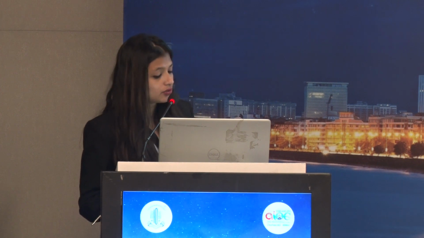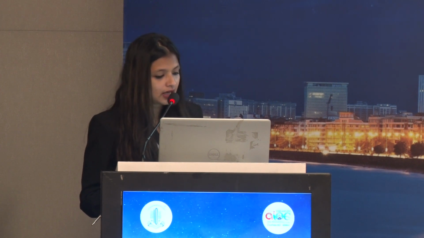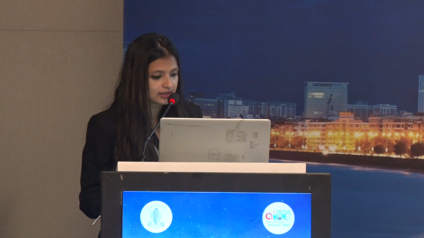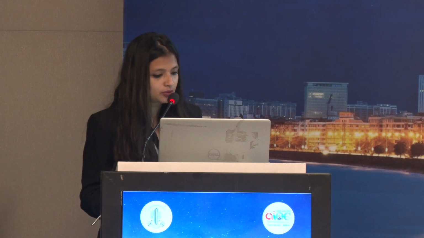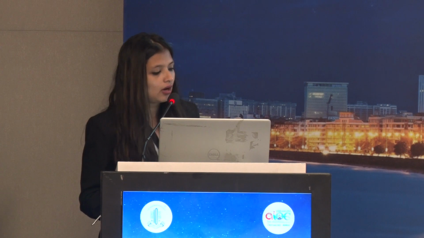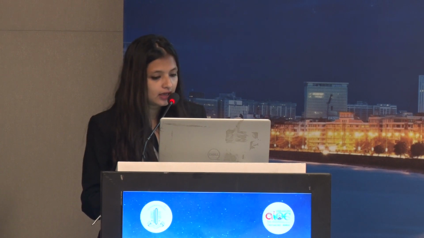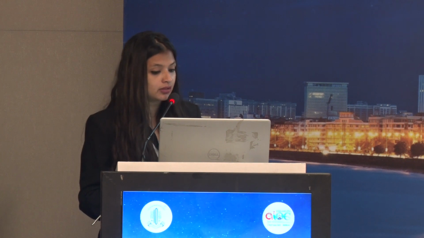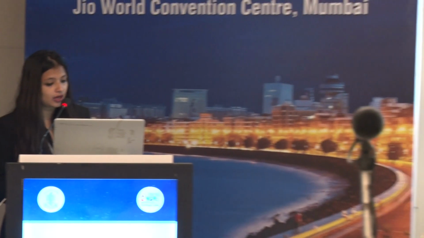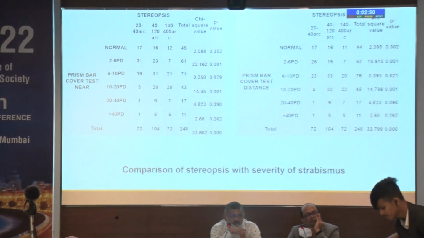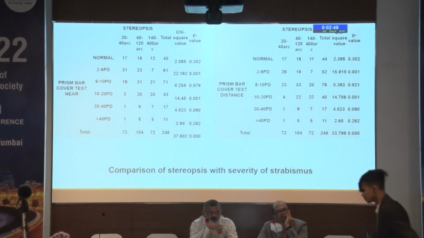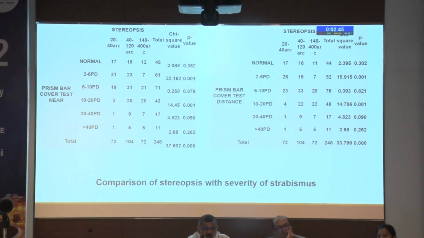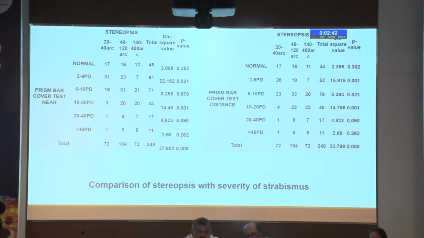On cover-uncover test, as we can see, there is a statistically significant relationship between esophoria and exotropia and stereopsis. Patients with esophoria and exotropia were found to have more defective stereopsis as compared to the other groups. We also compared the severity of squint, and patients with 20 PD or greater for distance were found to have defective stereopsis, whereas there was no statistically significant difference between the amount of squint for near and stereopsis.